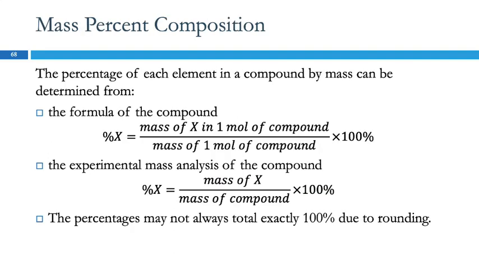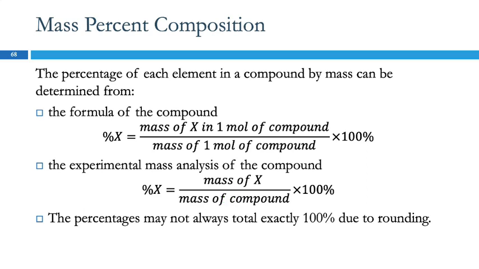So to find the mass percent of an element, you can start with two different things. You can start with the formula of the compound. Then you find the mass of X in 1 mole of that compound, and divide that by the mass of 1 mole of the whole compound times 100. If you're doing an experiment, you may have actual data, the mass of this element and the mass of the compound, so you take the mass of the element and divide by the mass of the compound times 100.